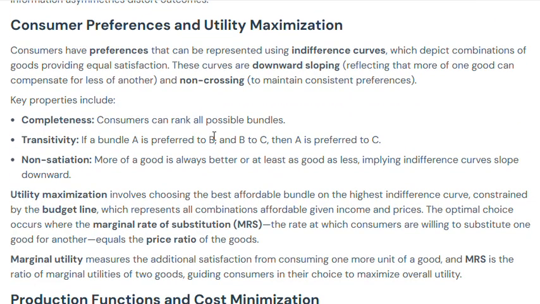Consumer preferences and utility maximization. Consumers have preferences that can be represented using indifference curves, which depict combinations of goods providing equal satisfaction. These curves are downward sloping, reflecting that more of one good can compensate for loss of another, and non-crossing to maintain consistent preferences.